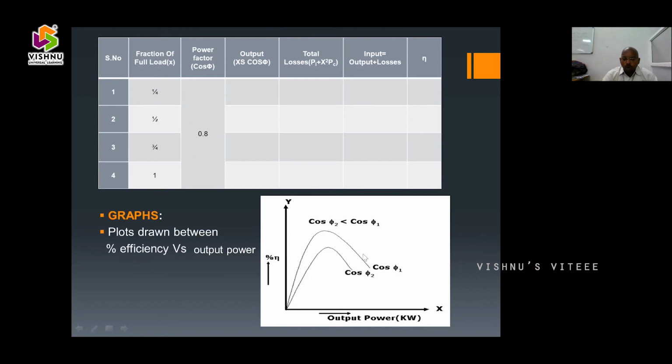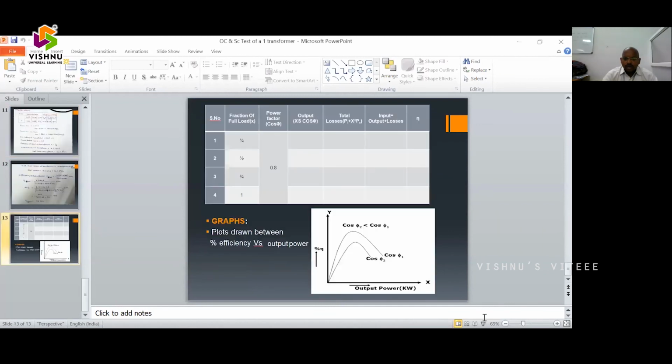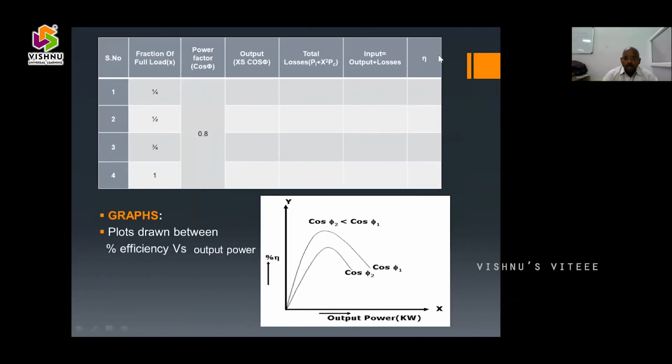So the model graph is shown here. The graph is drawn between percentage efficiency versus output power in kilowatts, meaning the last column, efficiency, versus the output power column. So we draw the curve between efficiency versus output power. The curve is coming like that.